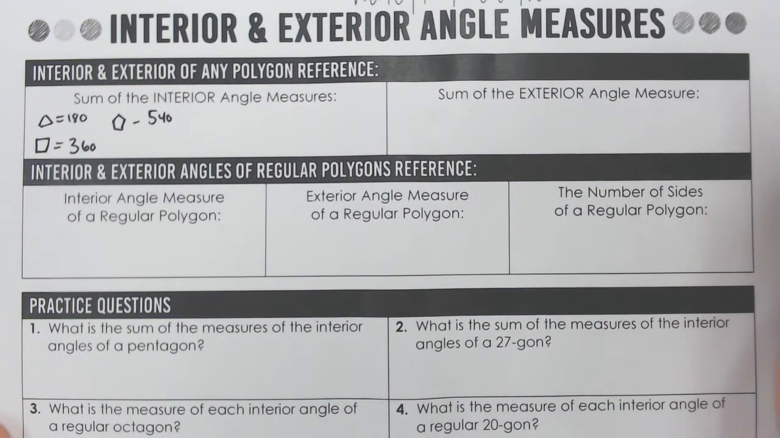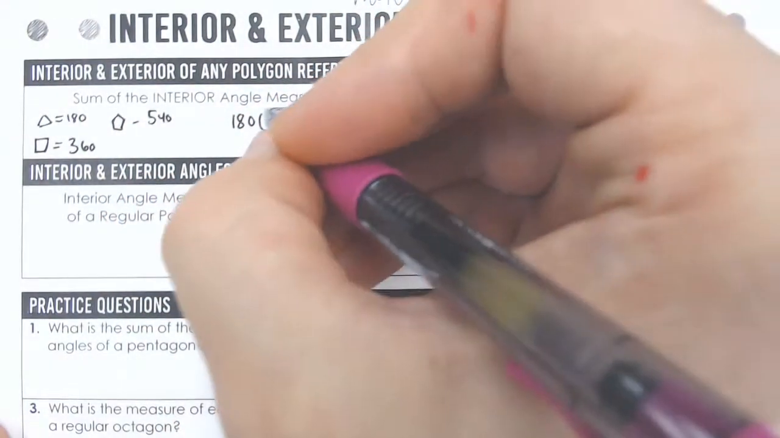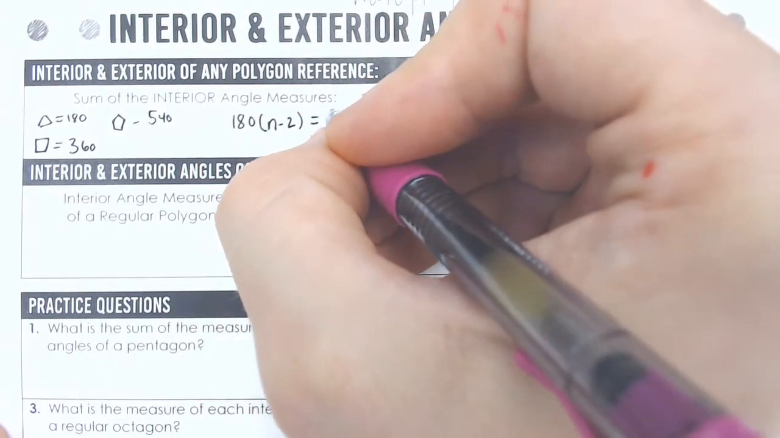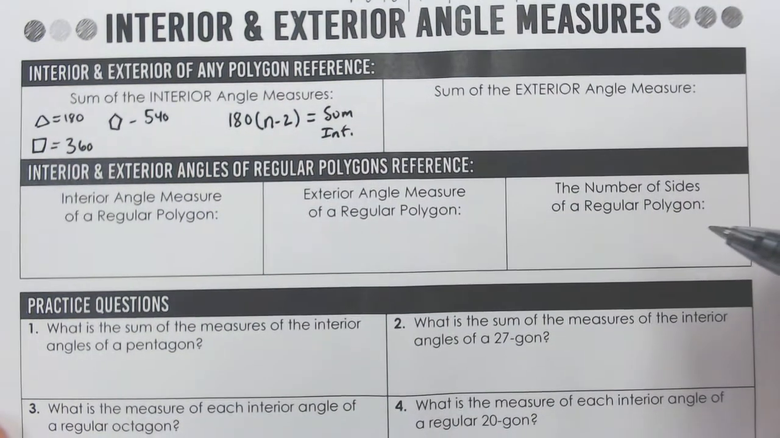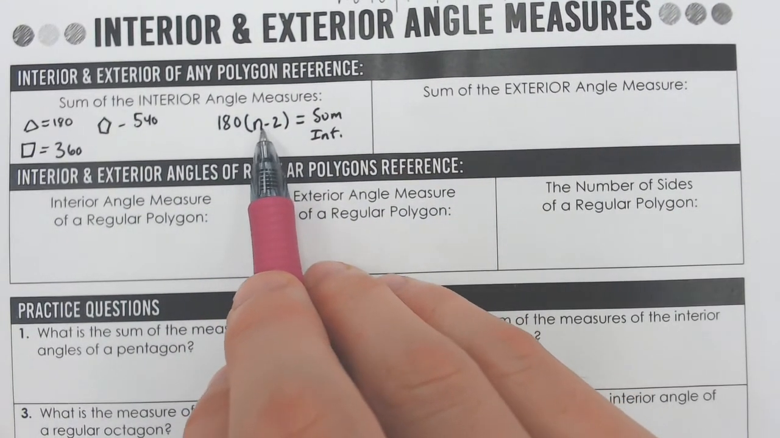Now, there is also a formula you can use instead of just counting by 180. It's called 180 times (n minus 2). That would be the sum of the interior angles. That is, all the interior angles added together would follow that formula, and n represents the number of sides.